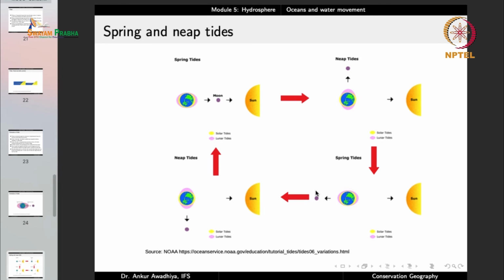On the other hand, if the sun, the moon and the earth make a 90-degree angle, then we get a neap tide. These are not as high because the impacts are not adding together. So this is a neap tide and this is a neap tide.